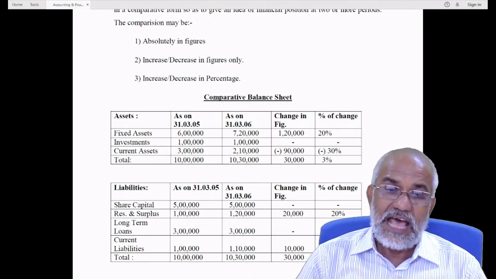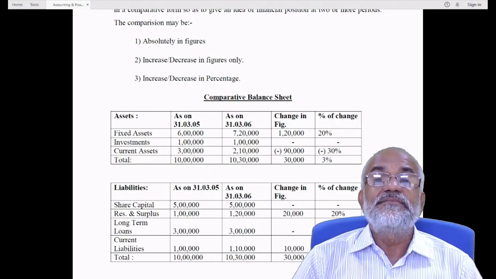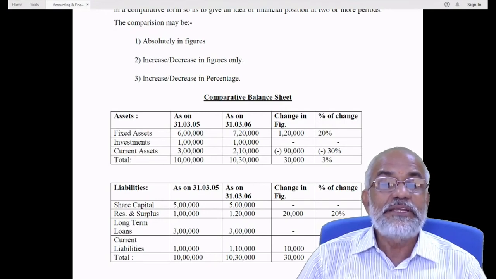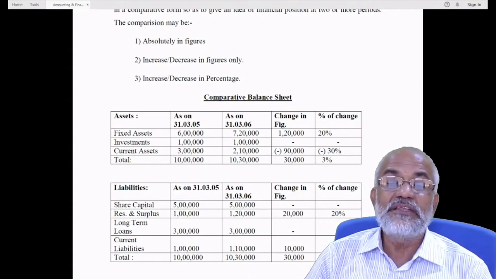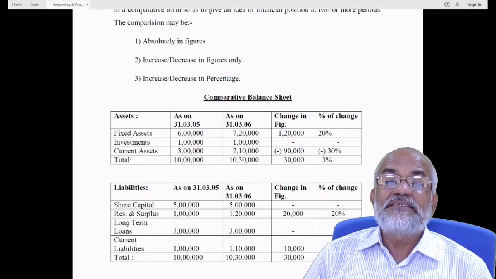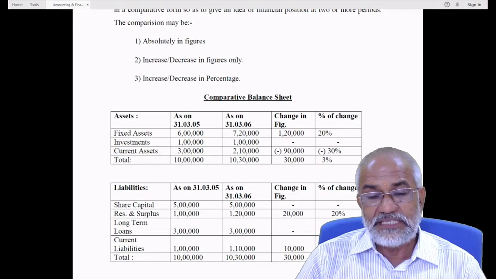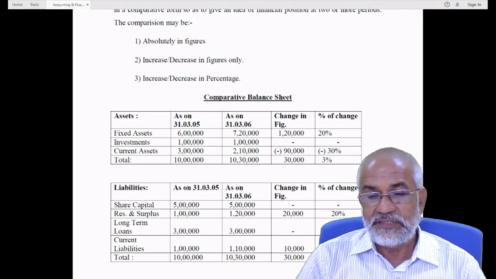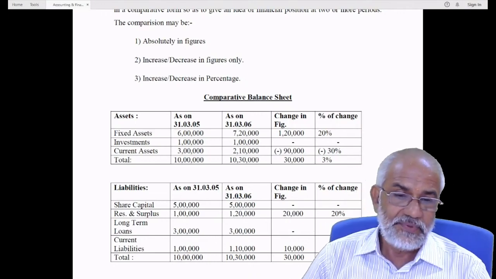That is about assets. Then when you talk about the liabilities, there are 4 items in it. One is share capital, another is reserve surplus, third one is long-term loans, and the fourth and the last one is the current liabilities. Share capital was 5 lakhs as on the end of the first year, and the figure remains same as on the close of the second year. So neither there is any change in figure nor there is any change in percentage.